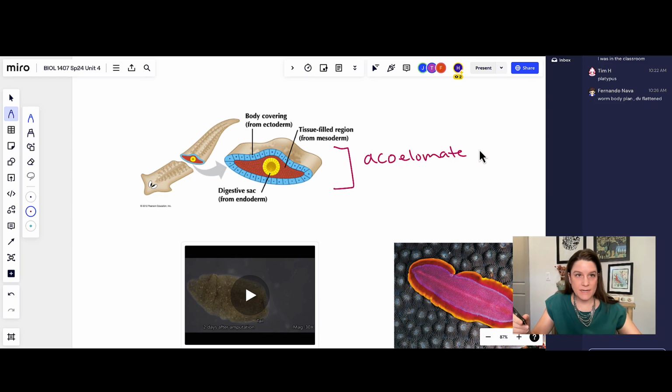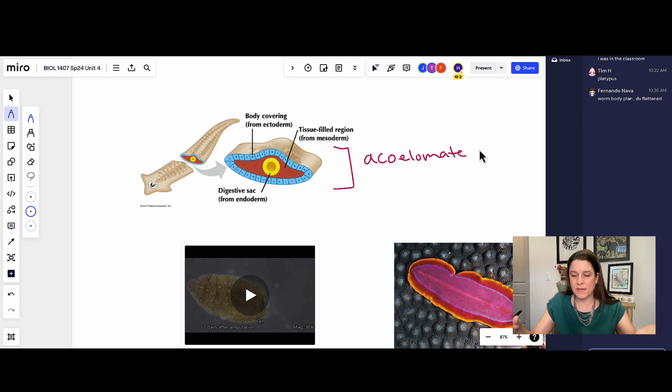So there's a few groups that are acoelomates. Platyhelminthes is one of the groups. Now they used to categorize and classify, make their tree of the animals based off of what kind of coelom situation they had. So they put all the acoelomates together, all the pseudocoelomates together, and all the eucoelomates together.